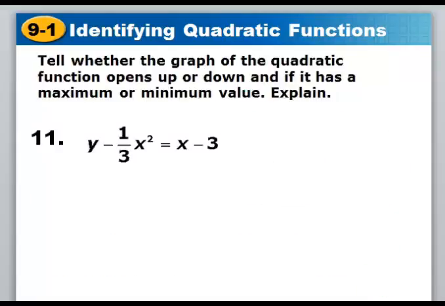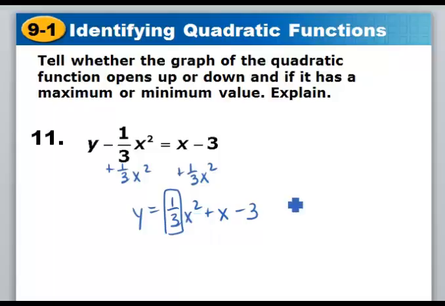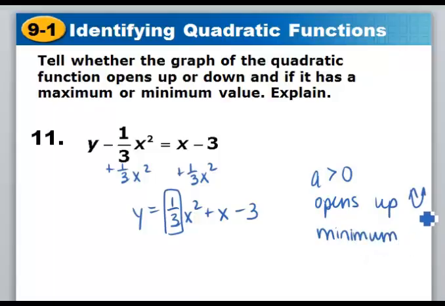Alright, so what we're going to do is just quickly answer these questions. These are pretty simple. We're going to first make it into the form y = ax² + bx + c. There's my values, and right here is my a value. It's the one that's attached to the x². A is greater than 0, so that means it opens upward, which means it looks like this, and it has a minimum value. Right there is its lowest point.